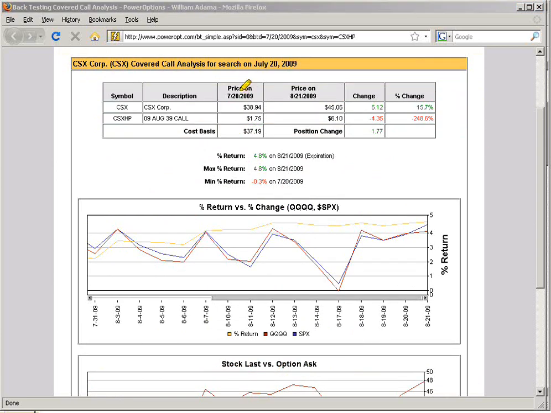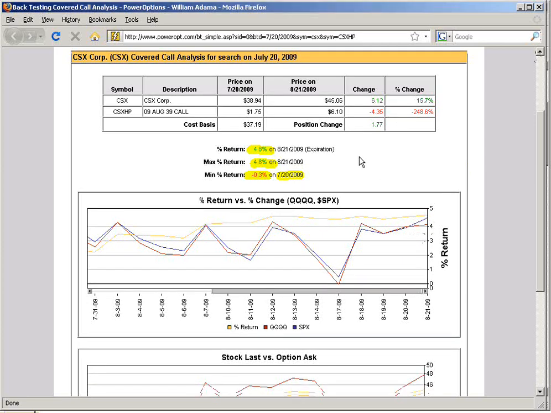It gives us a breakdown of the maximum and minimum position. So we made about a 4.8% return at expiration. The minimum return at one point was 0.3%, and notice that was on 7/20. So this stock must have gone straight up as we entered the position, because we had the biggest loss there when we opened the position. That was probably only due to the bid-ask spread.